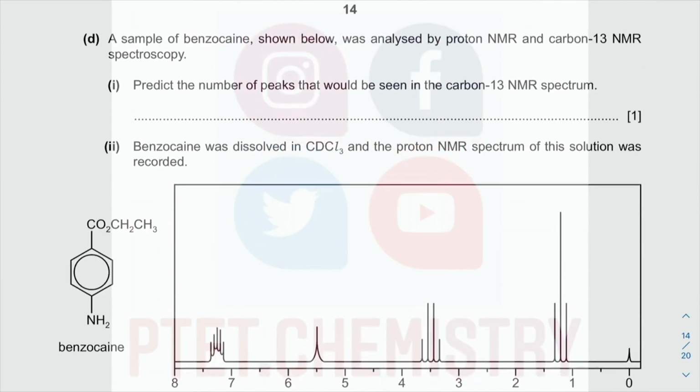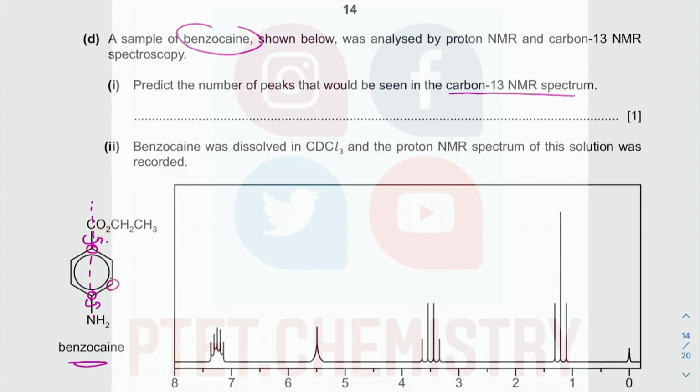So next bit is about NMR. If you want to predict the number of peaks seen in the carbon-13 NMR for benzocaine, so this is benzocaine, it's a good thing I don't have to keep on referring up there. We want the difference in the number of carbons. I hope you can see there's a symmetry there. So this is a single bond. You can freely rotate about single bond. But that carbon is different from that carbon. That carbon is bonded to NH2. That carbon is bonded to the ester.